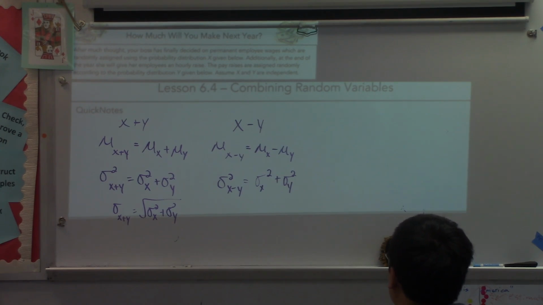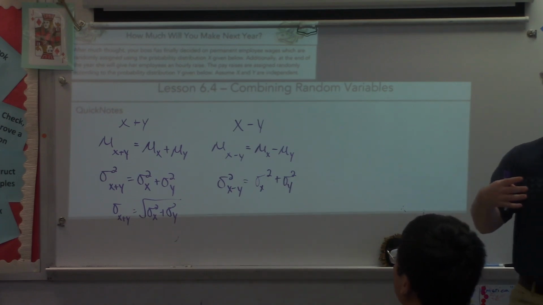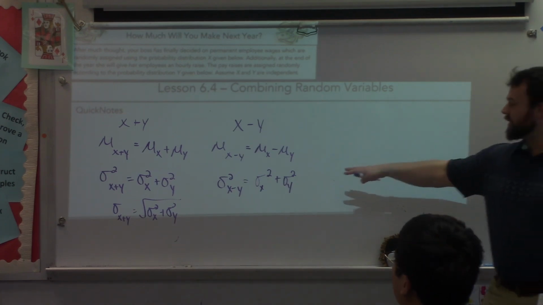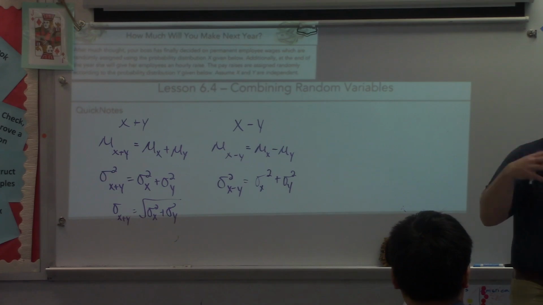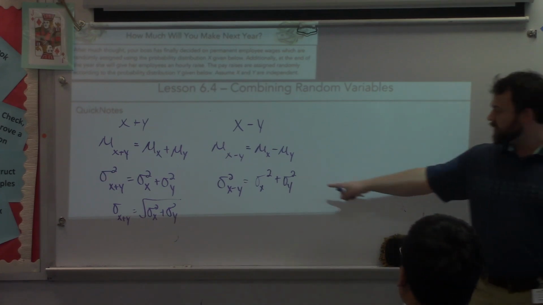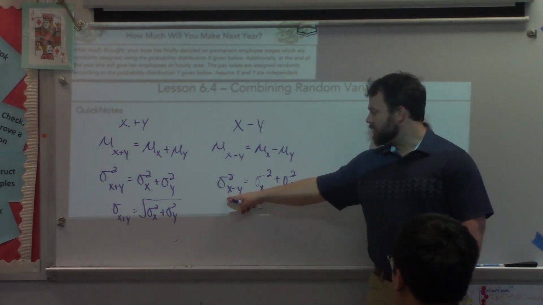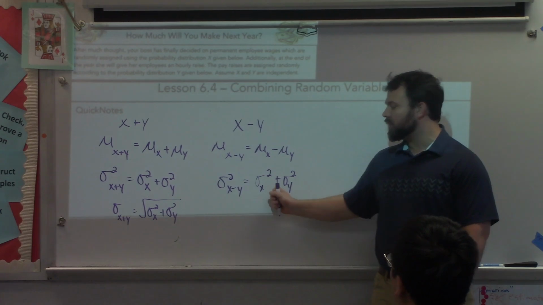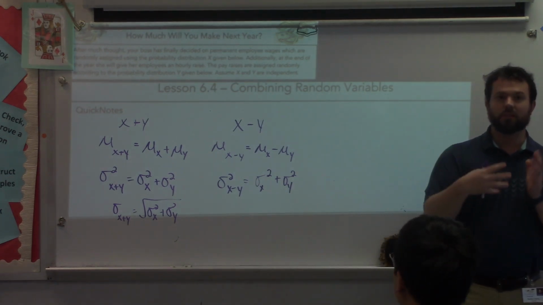What is entropy? It's a measure of randomness, right? So this standard deviation, this idea of spread or chaos or randomness, is only going to what? Increase. So even though we're subtracting the random variables, you still add the variances, based on the idea of the Pythagorean theorem. You're still going to add the two variances.